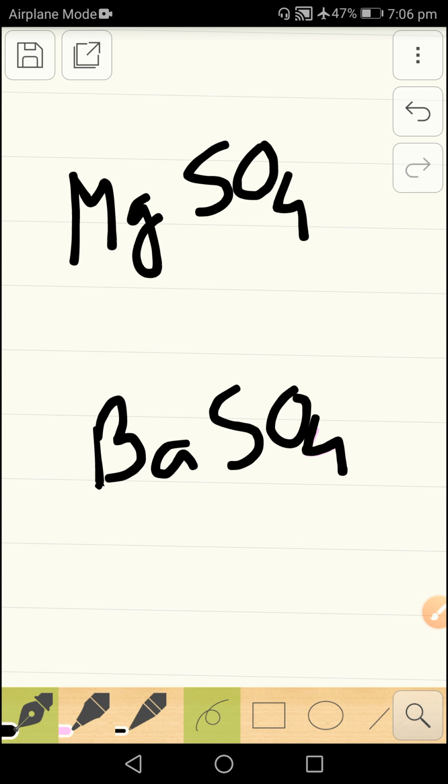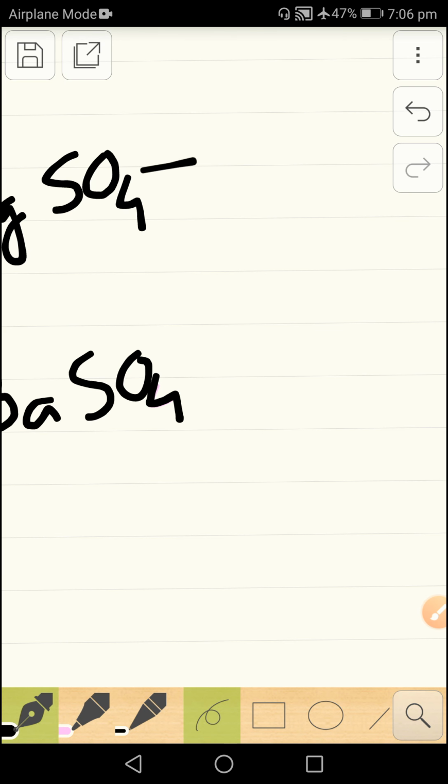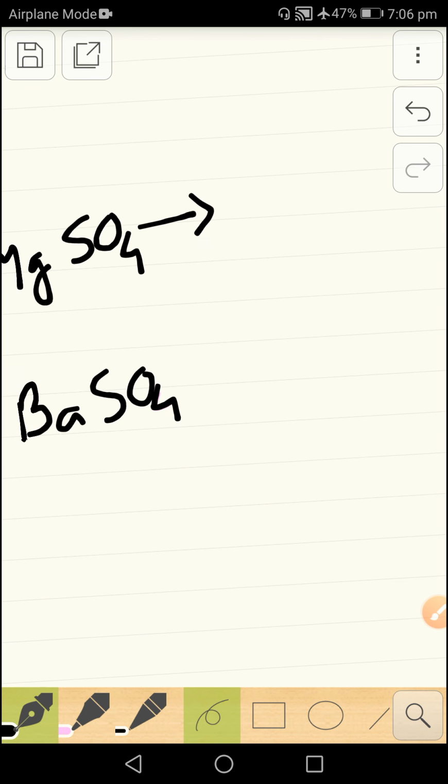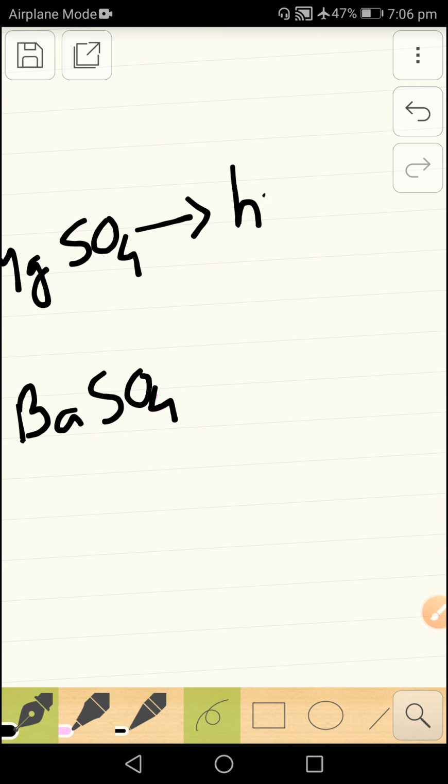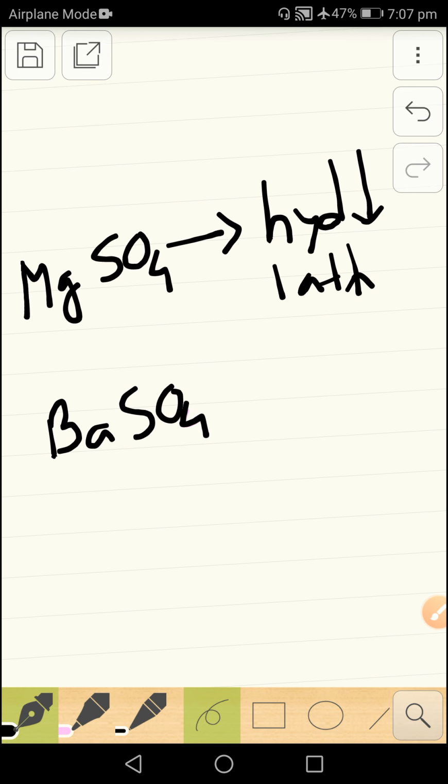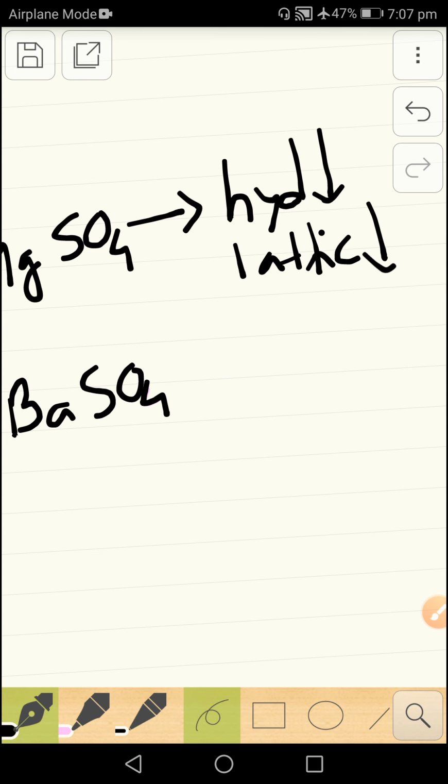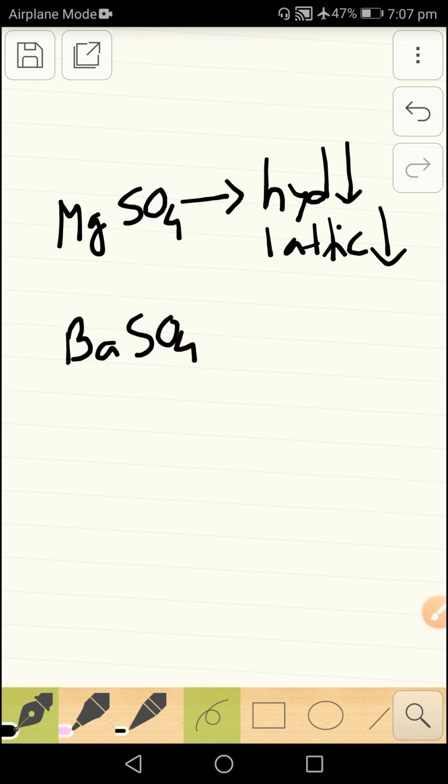So this sulfate has got a lower hydration energy, okay? So its hydration energy is less. So its power of attraction, its lattice energy, is also less, okay? That means its attracting power for another ion is less.